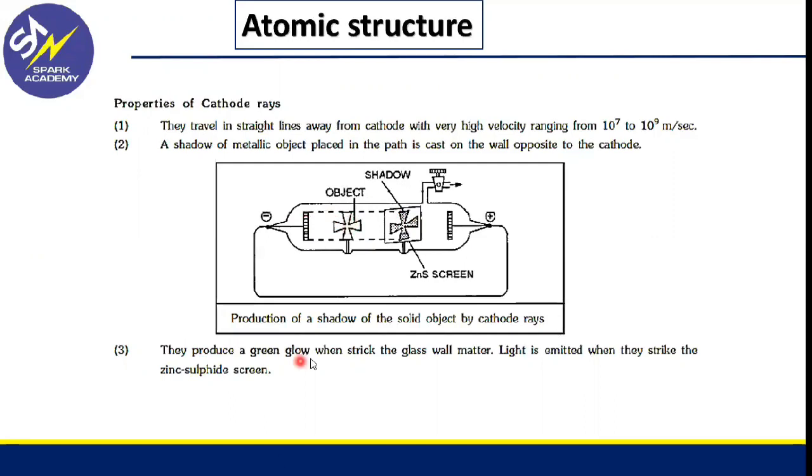Now, the third property is that they produce a green glow when they strike a zinc sulfide screen. So that means the light which is emitted is green in color when they hit the zinc sulfide screen. So that is the third property. What is the screen used? Zinc sulfide.